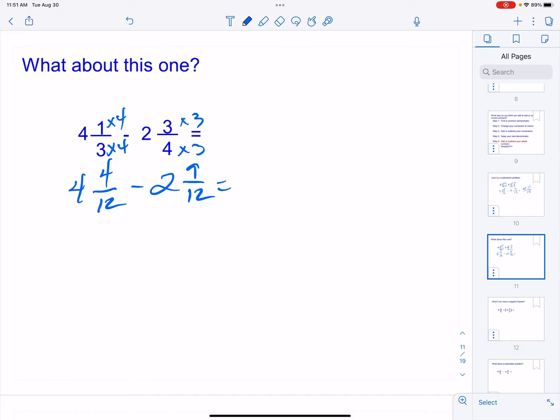I cannot. Okay, so this is where we've got to do, just like we would do in regular decimals or something like that, we got to borrow from the guy next door. In this particular one, we're going to borrow from that 4. So that 4 is going to become a 3.